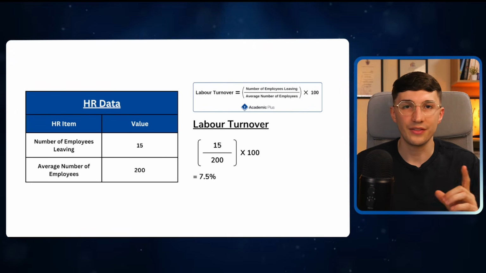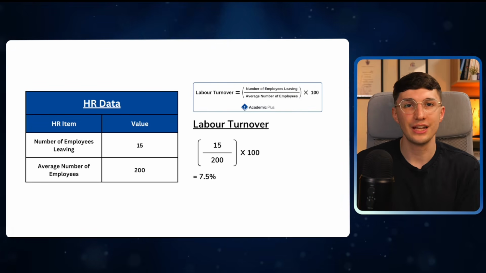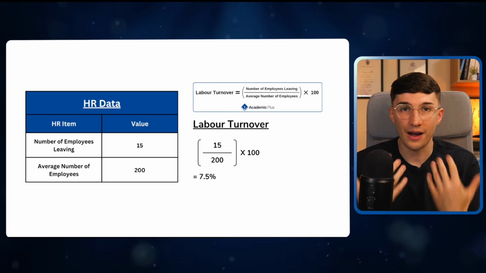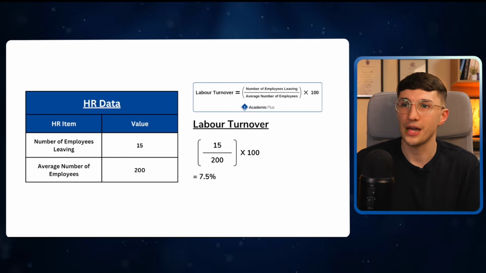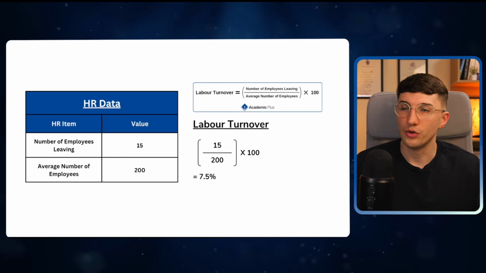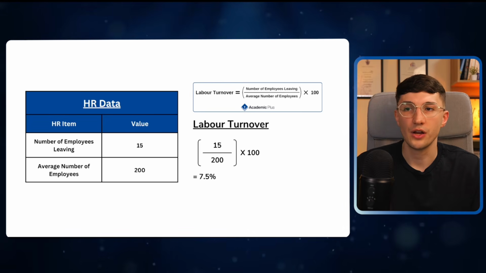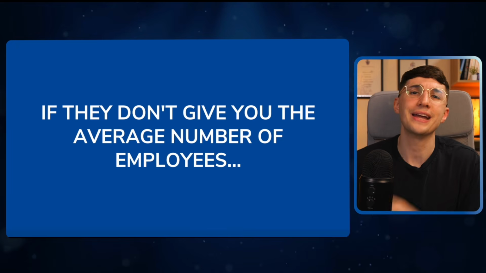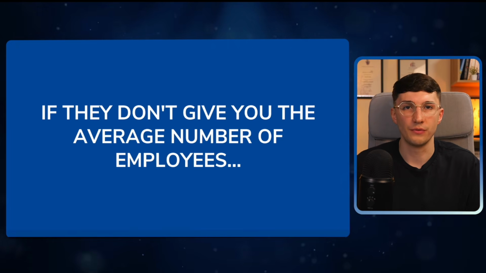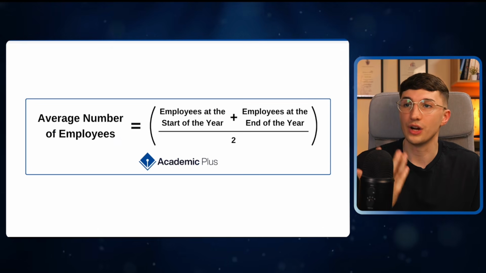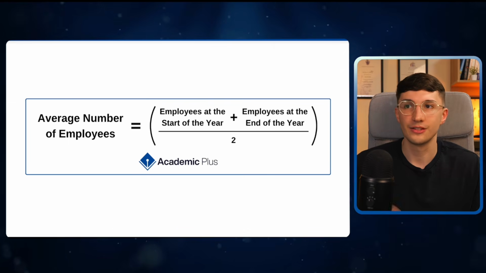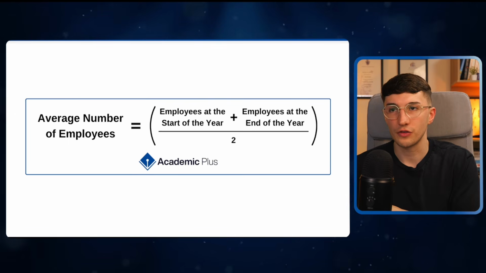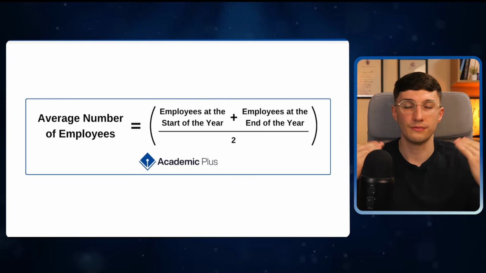So all we do is take the value of 15, the number of employees leaving the business, divided by the average number of employees that we have in that period, which is 200, times by 100, which would give me a labour turnover of 7.5%. But they can be mean. They may not give you the average number of employees. So something really easy that we can do to calculate this is take the employees at the start of the period plus at the end, divided by 2.